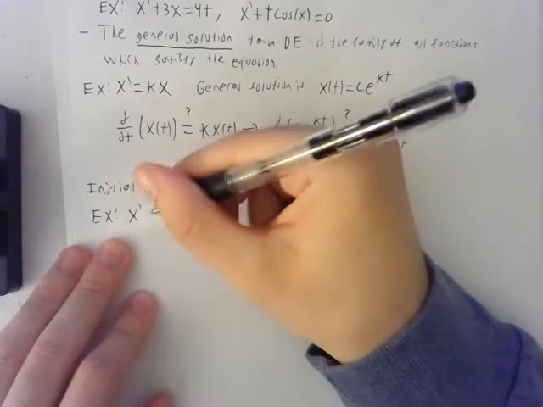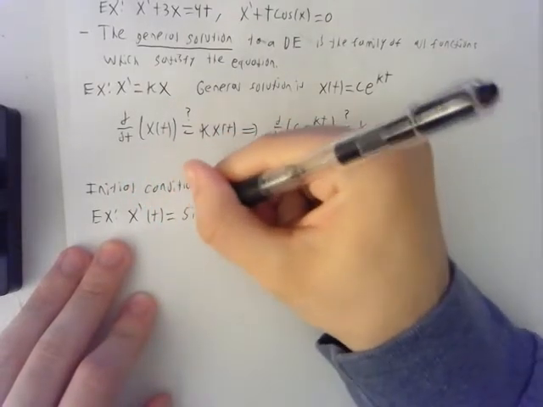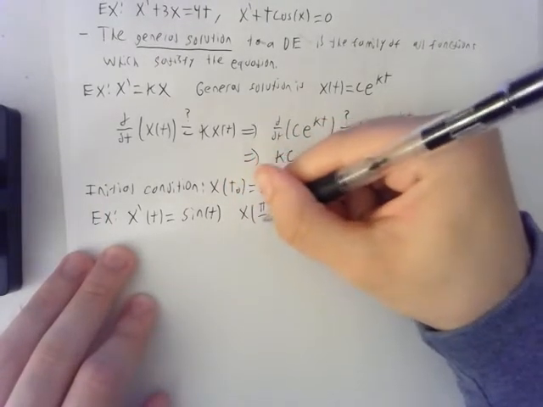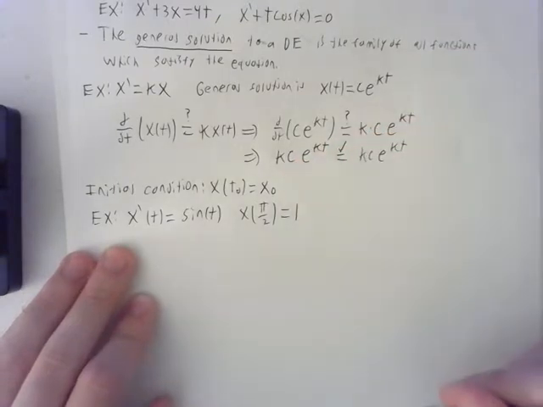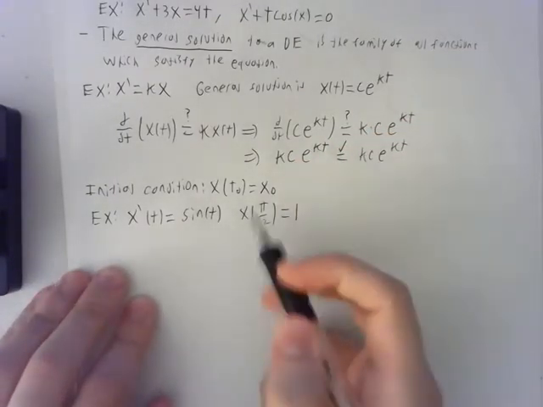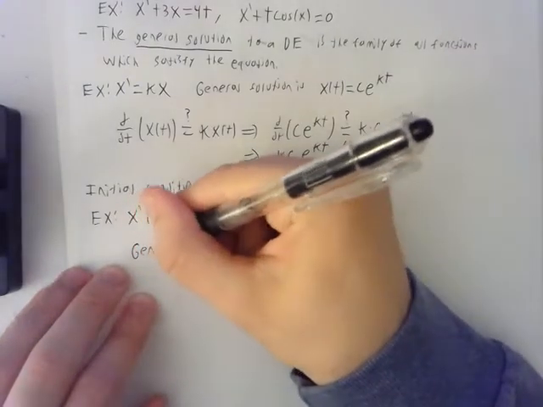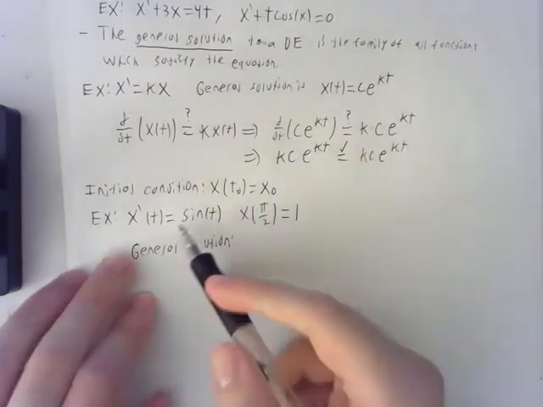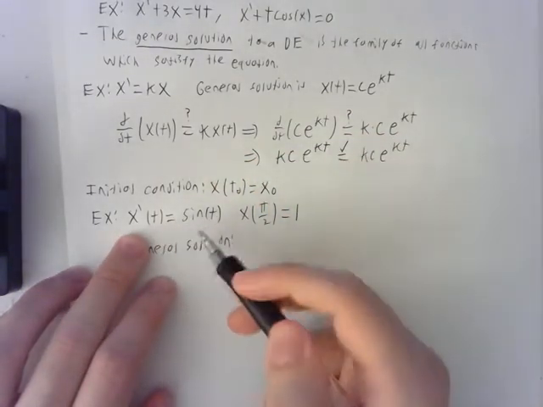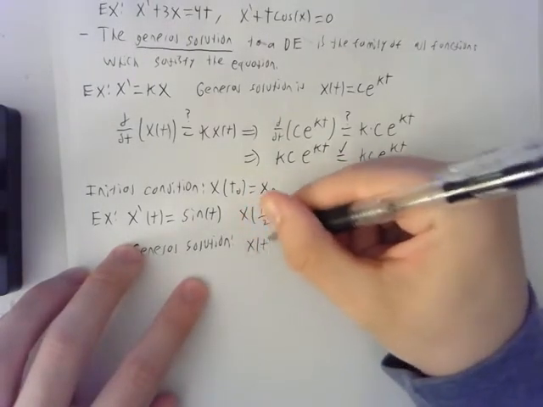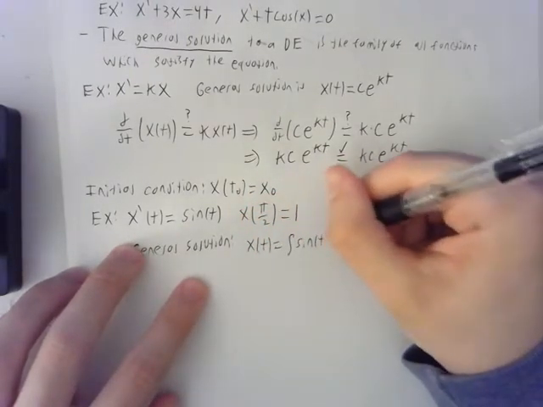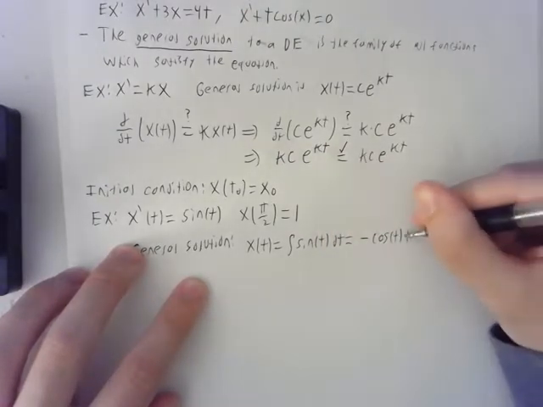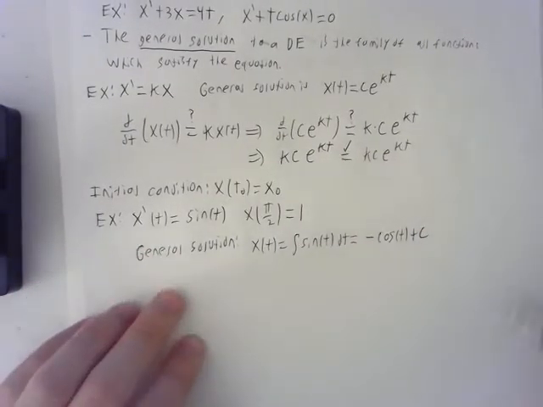Suppose I have the differential equation x prime of t equals sine of t, and I'm told that x of pi over 2 is equal to 1. So the procedure for solving an equation like this is first to find the general solution. And the way we can do that, since x only appears on the left-hand side, we can just take the antiderivative of both sides to get that x of t is equal to the antiderivative of sine of t. And this gives us negative cosine of t plus c. So this is the general solution.